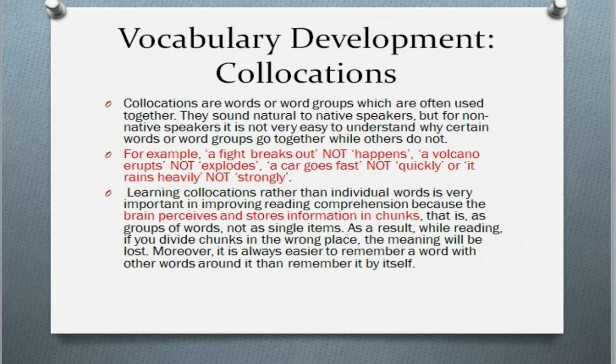Collocations are words and word groups which are often used together. They sound natural to native speakers, but for non-native speakers like us, like me, it's not very easy to understand why certain words and word groups go together while others do not. But instead of asking the question of why, we need to understand how, maybe. How do they do that?